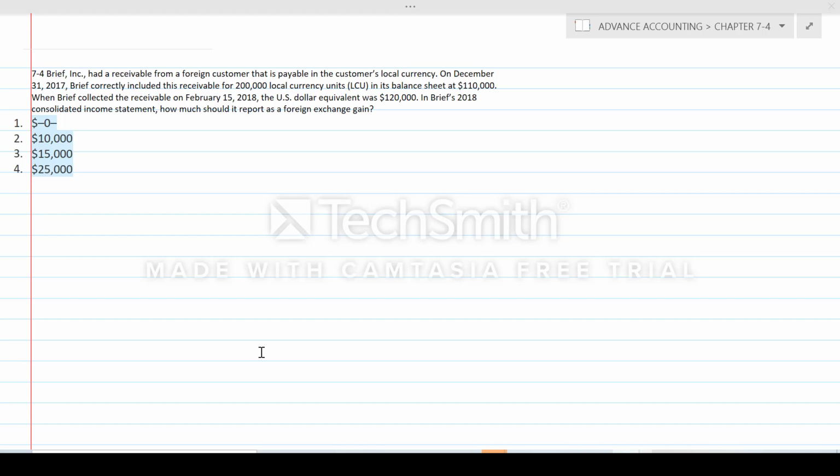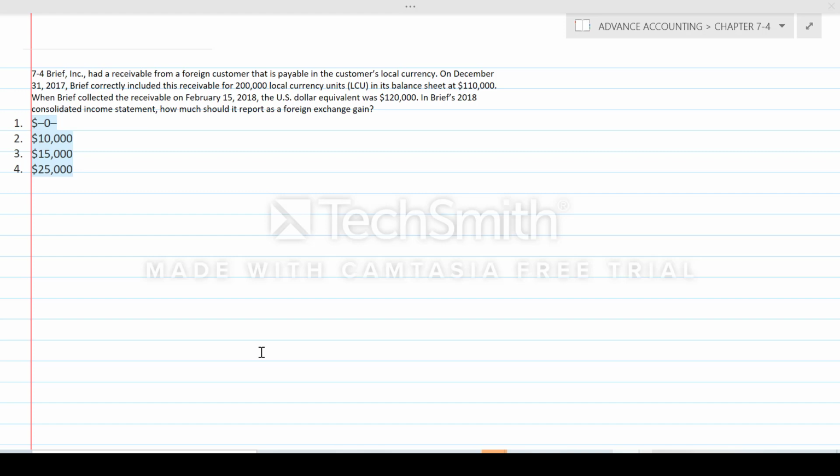So, exercise 7-4. Brief Incorporated had a receivable from a foreign customer that is payable in the customer's local currency. On December 31st, 2017, Brief correctly included this receivable for 200,000 local currency units in its balance sheet at $110,000. When Brief collected the receivable on February 15, 2018, the US dollar equivalent was $120,000. In Brief's 2018 consolidated income statement, how much should it report as foreign exchange gain?